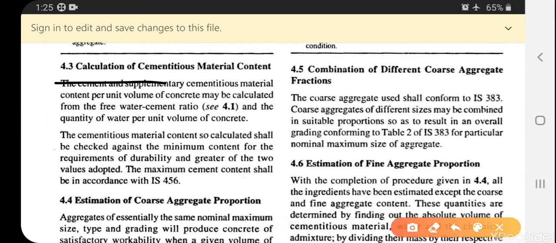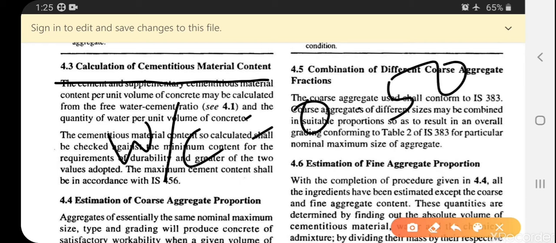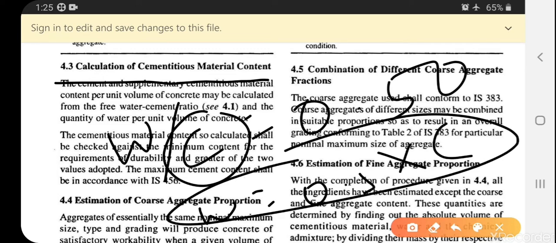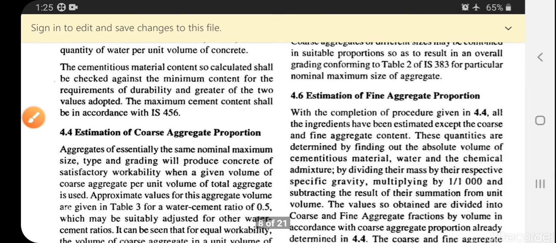Next, calculation of cementitious materials. With the help of W by C equals 0.5, for example, we know the value of cement, so W equals 0.5 into cement. You can find out the value of water as well as cement.